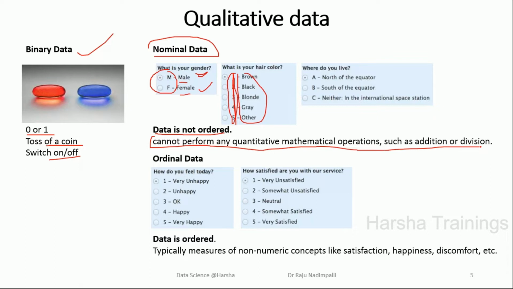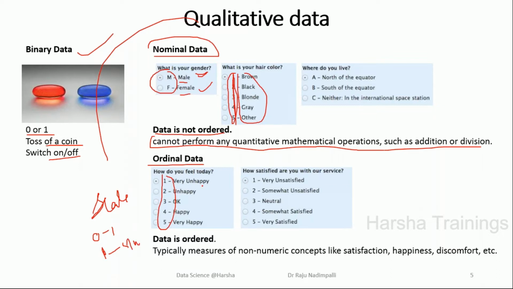Okay, the final kind of qualitative data is called ordinal data, where we are going to store the data in a specific order, in the form of a scale. Now, the scale can be 0 to 1, or the scale can be 1 to 5 or 1 to 10.